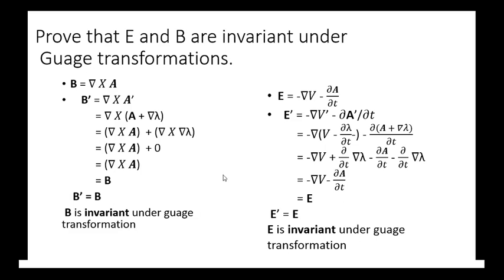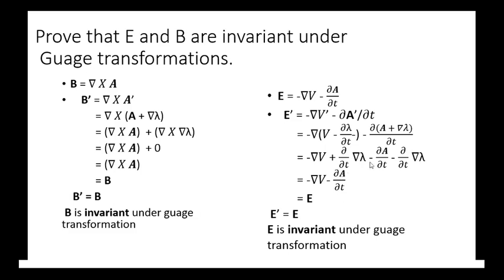Similarly, you can check for electric field also. We have E is equal to minus del V minus dou A by dou T, isn't it? Now the new field will be E dash given by minus del V dash minus dou A dash by dou T. Now what is V dash? V dash is equal to V minus dou lambda by dou T, and A dash is equal to A plus del lambda. Now you can open the brackets. So it will be minus del V plus dou by dou T of del lambda minus dou A by dou T minus dou by dou T of del lambda.